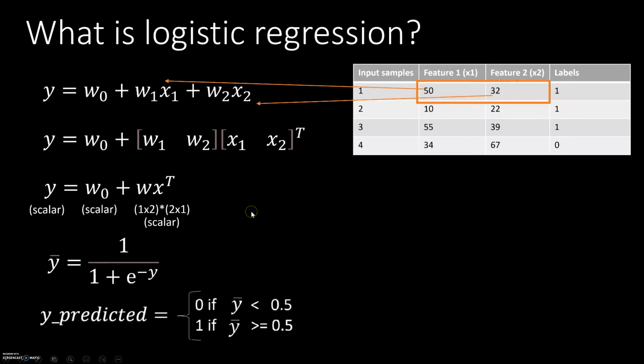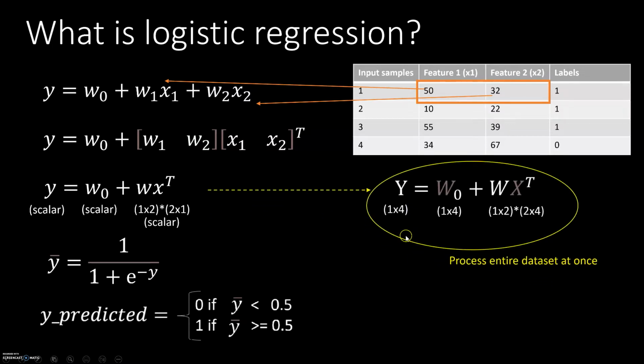Now, usually, when we try to do a prediction, we want to process all of this data at once. We want to take all of these samples and make a prediction, which in this case is y bar and eventually y predicted, at once. And the way we do that is using matrices. So we take this X, which is the whole data set. Our data set contains 4 rows and 2 columns, because we have 4 samples and each sample has 2 features. So this is our data set.